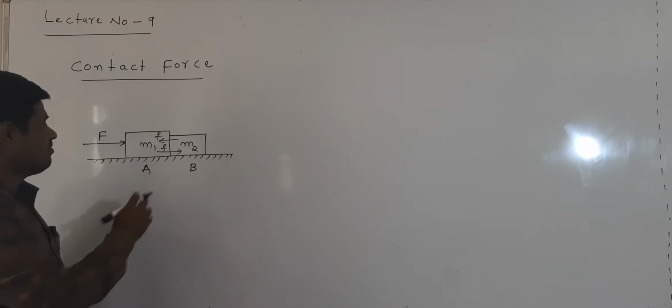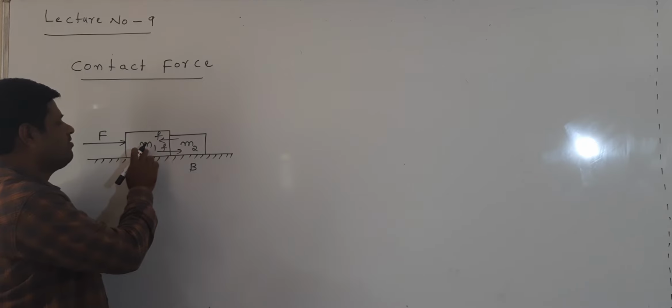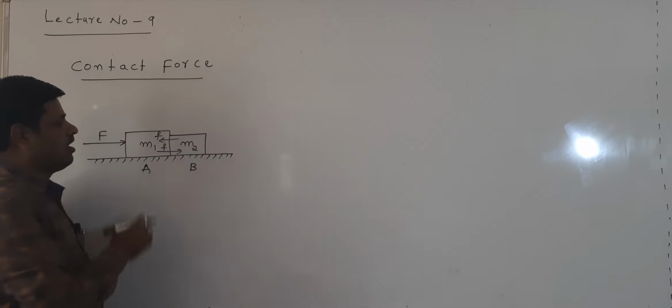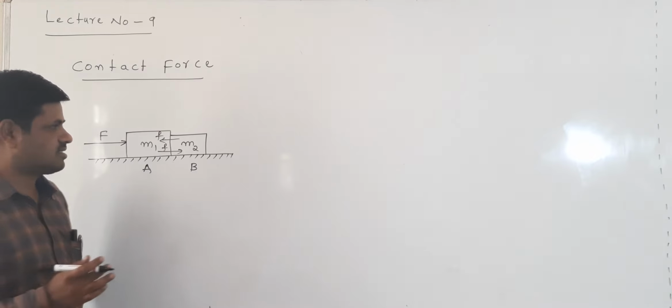These forces are called contact forces. The M2 body exerts a force on the M1 body, and the M1 body exerts a force on the M2 body. These forces are called contact forces.